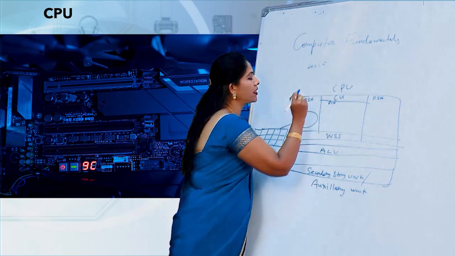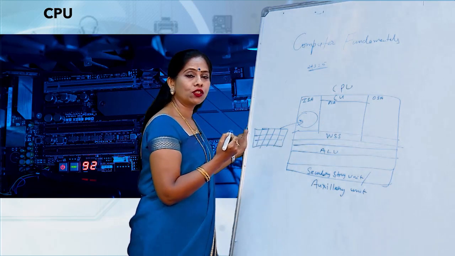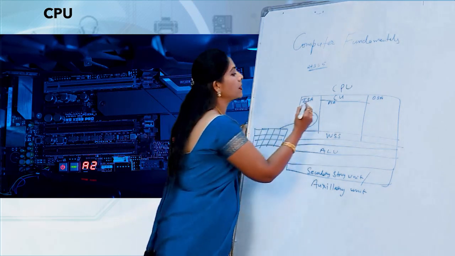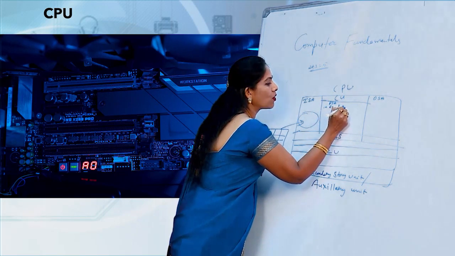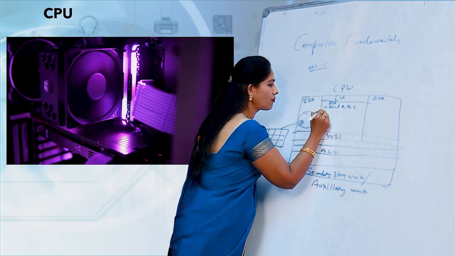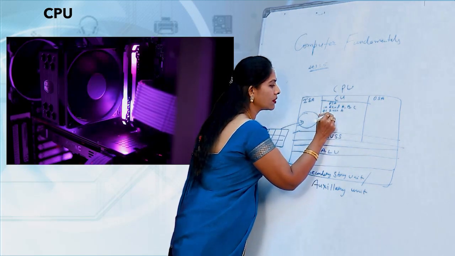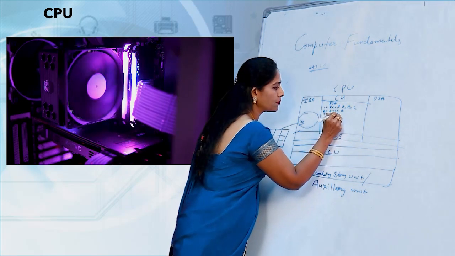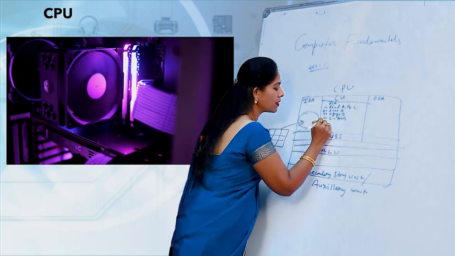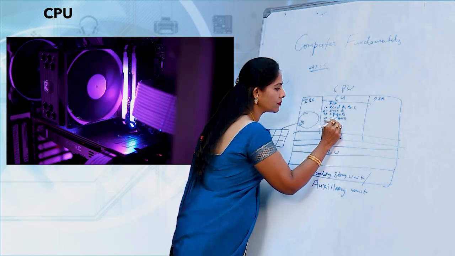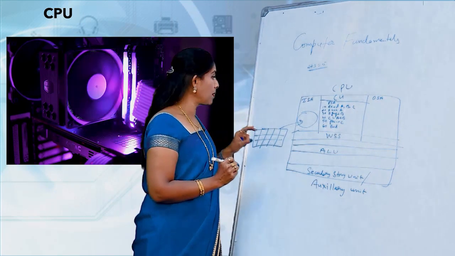Here I have written a small program to compute 2 plus 3 is equal to 5. Read A comma B comma C. Input A, input B, 40, C is equal to A plus B, 50, print C, 60, end. This is one small program I have written.